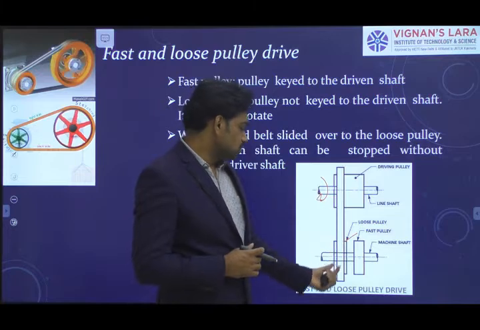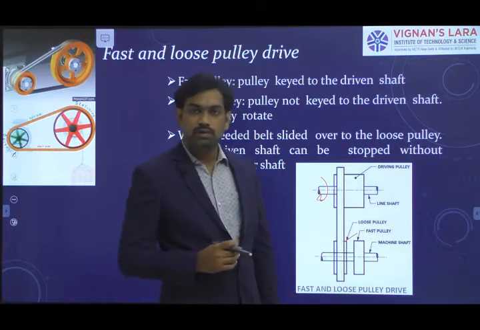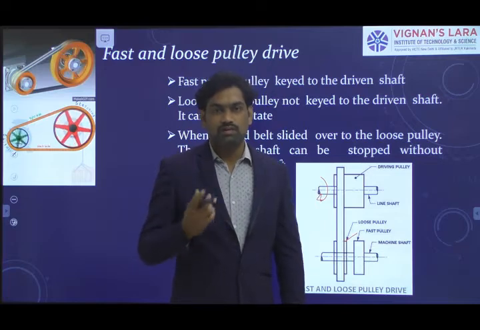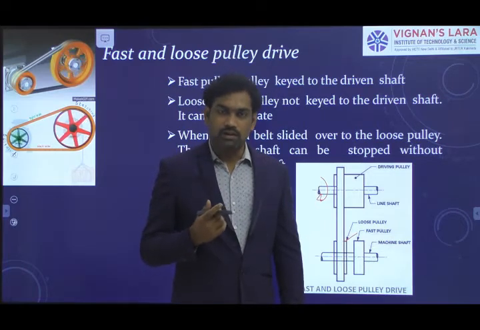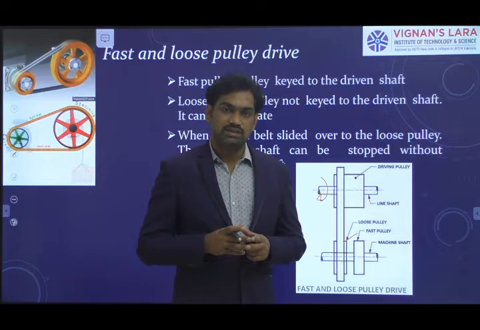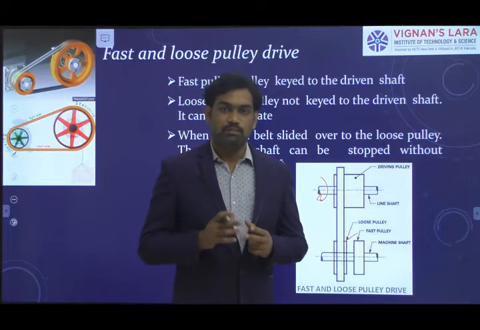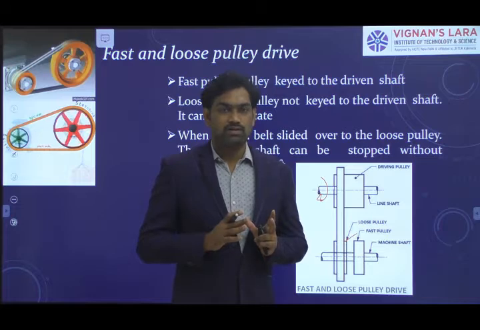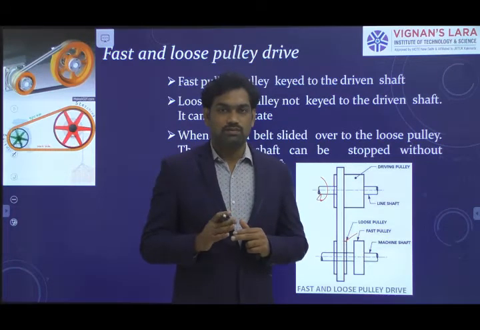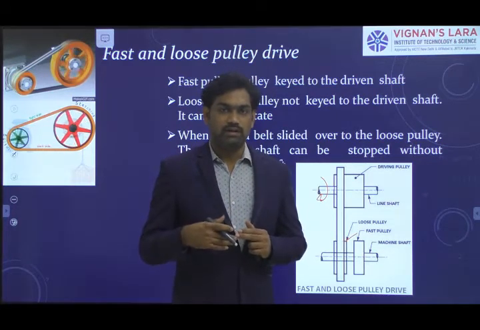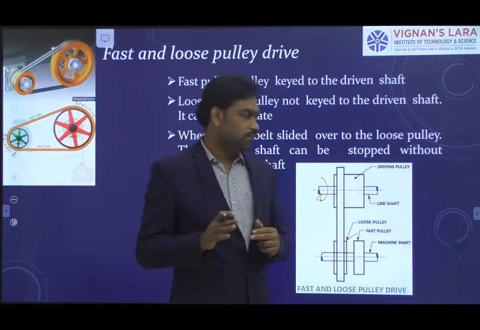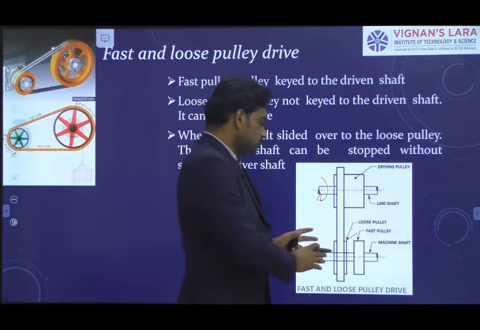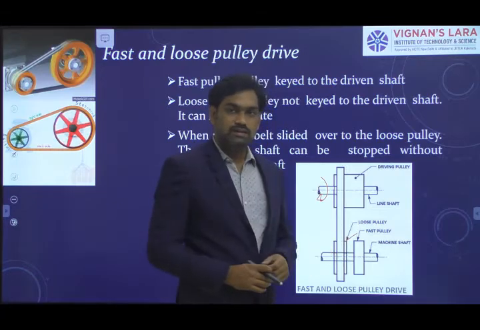When the belt is upon the loose pulley, along with the belt the pulley can rotate, but the pulley is simply placed on the driven shaft, so the power is not transmitted from the pulley to the shaft, and the power is cut off. The driving member is rotating, but the driven member is not rotating here. So this pulley is a loose pulley. Coming to the other pulley, that is the fast pulley.